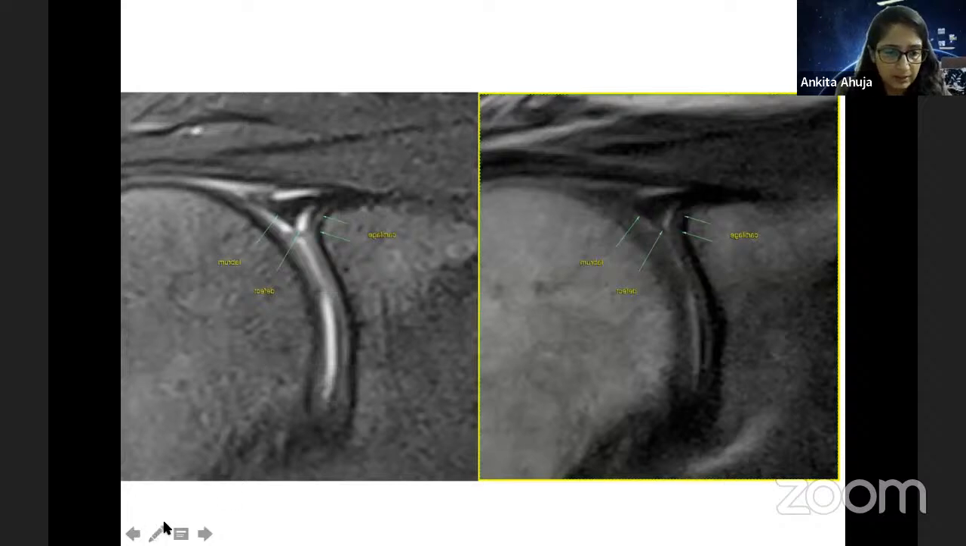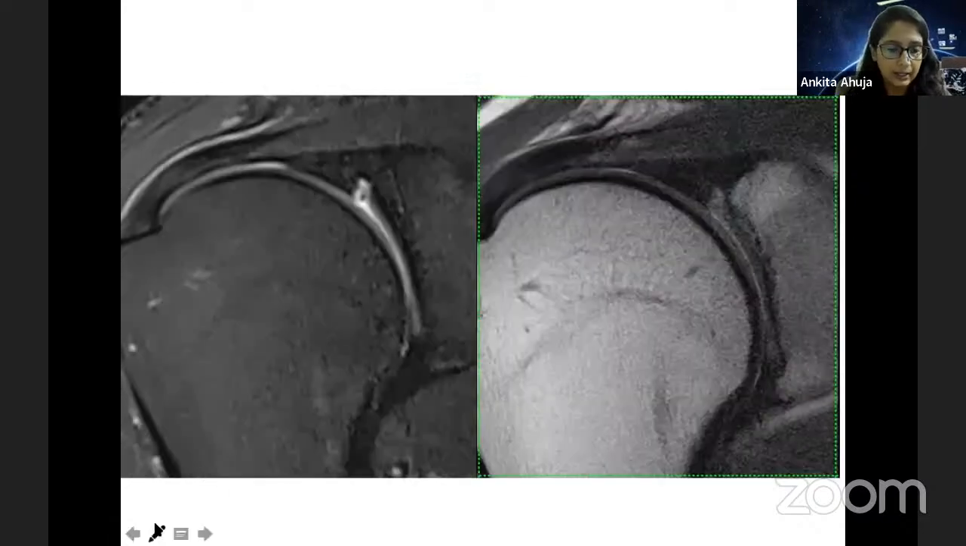Then in this case, you can see your triangle pretty well, and there is fluid deep to it. So this is your sublabral recess, and in this case you see fluid between the biceps tendon and the labrum as well. So this is your pseudo slap. This should not be called a slap tear.